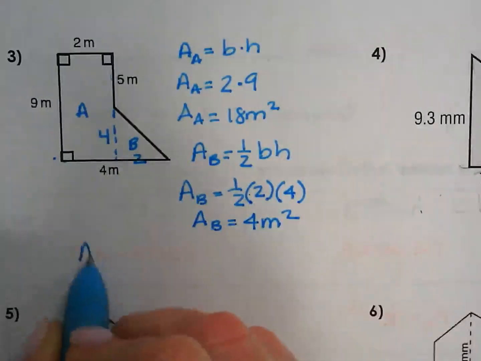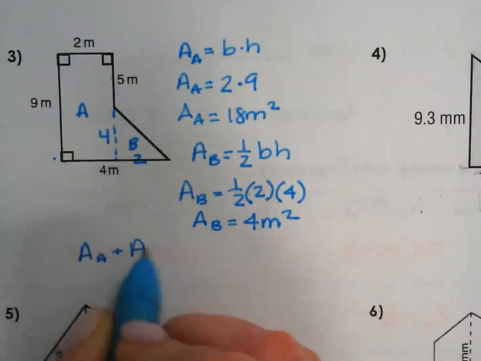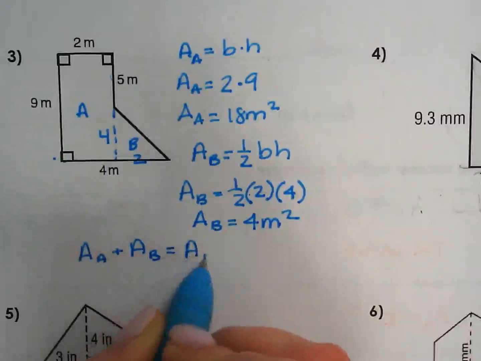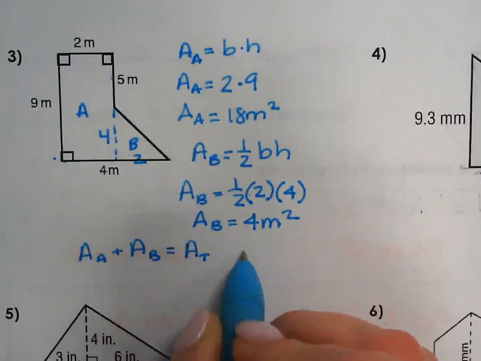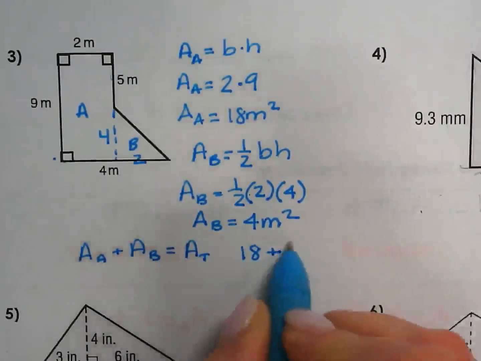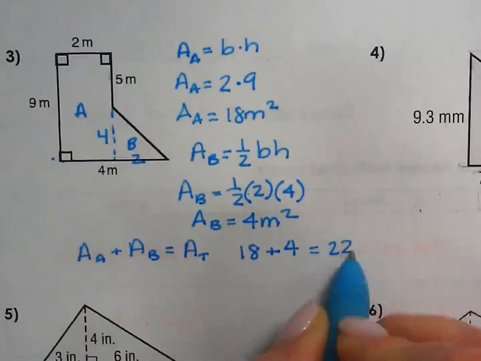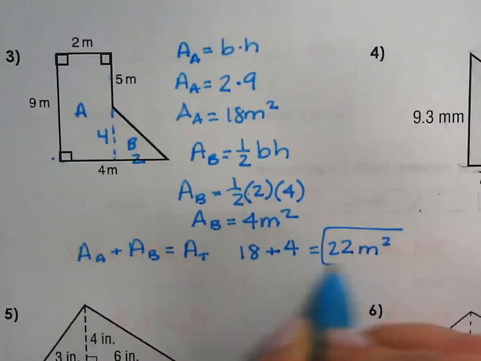So the area of A plus the area of B will equal our total area. And A is 18 and B is 4, so it equals 22 meters squared is our final answer.